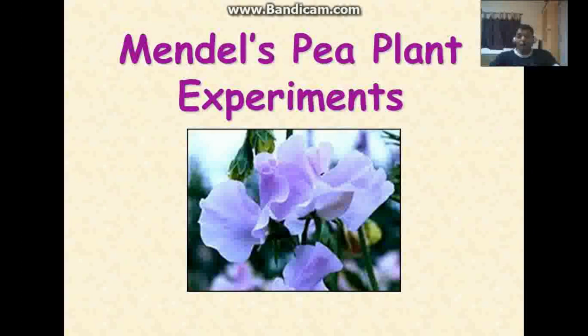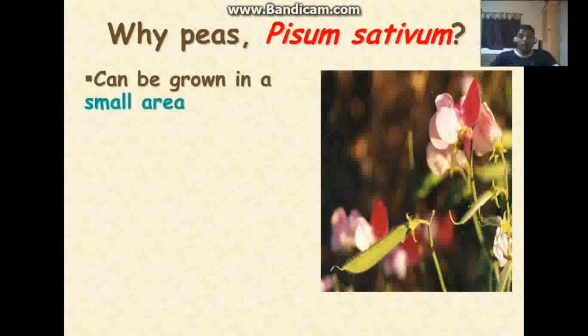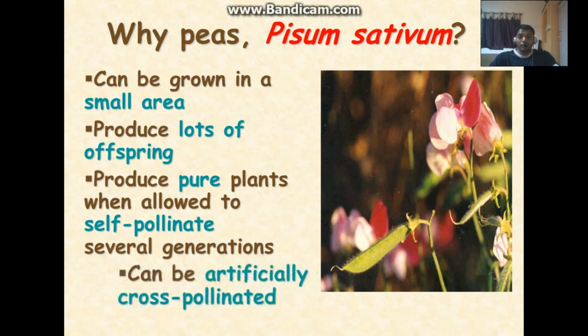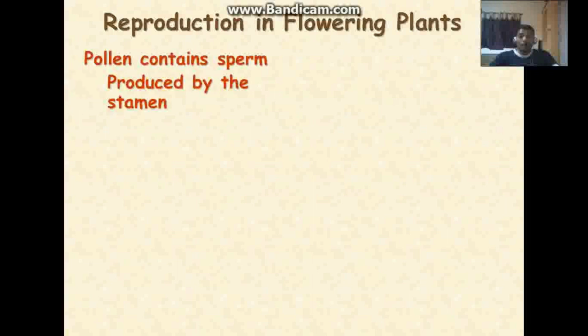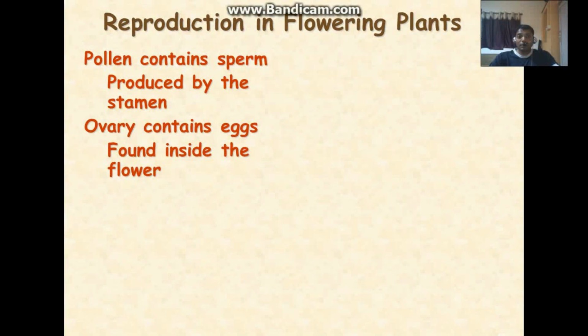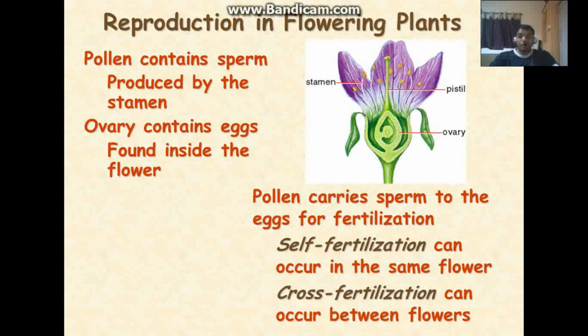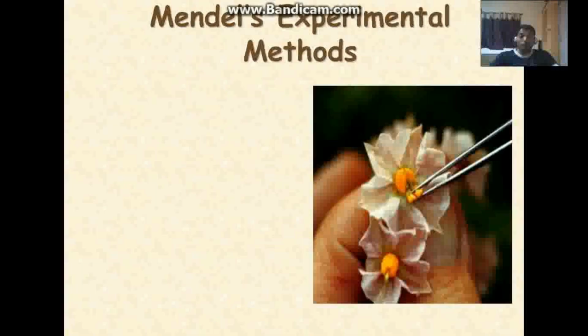Mendel worked with pea plant. Why did he choose pea, that is Pisum sativum? These can be grown in a very small area, produce lots of offspring, and can be self-pollinated to produce the generations that you require, and can also be artificially pollinated. The pollen contains the sperms produced by the stamen. The ovary contains the eggs which are found inside the flower. These pollen carry the sperm and the eggs for fertilization. Self-fertilization can occur as well as cross-fertilization.